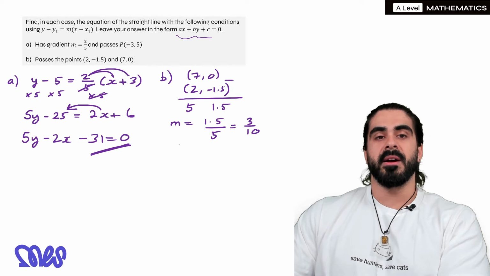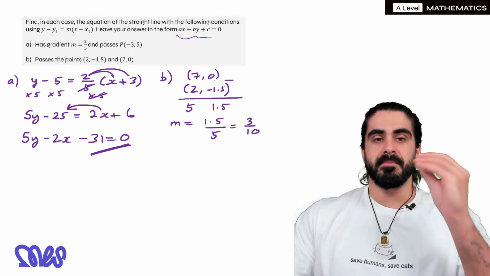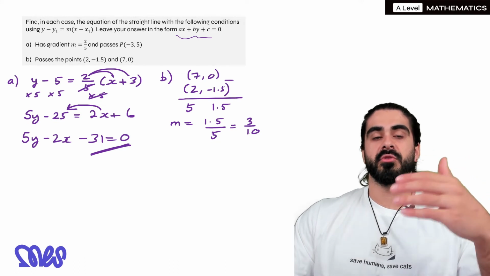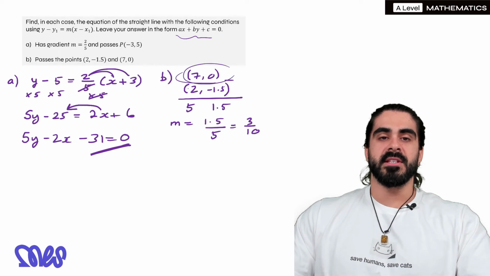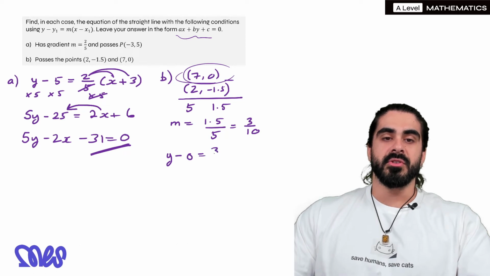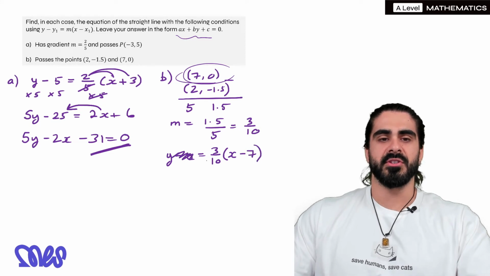So now we can do y minus y1. And when you get given the option of coordinates, it doesn't matter which one you use because both of those coordinates were used to find the gradient, right? So you can use any of these coordinates. You obviously want to use 7, 0 because it's got a 0 in there. So it'll be y minus y1, well, that 0, is the gradient times x minus 7. Y minus 0 doesn't do anything.